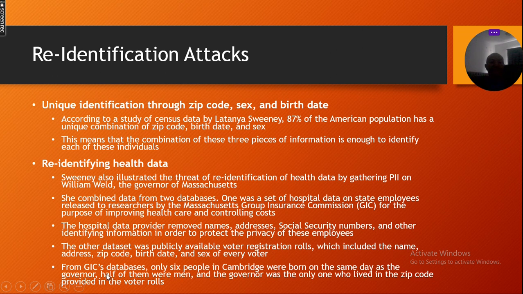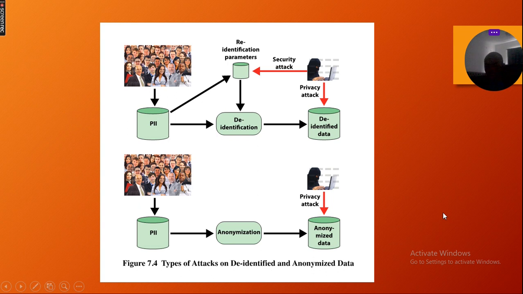Now from GIC's database, only 6 people in Cambridge were born on the same day as the governor. Half of them were men, and the governor was the only one who lived in the zip code provided in the voters' roll. So you see, it's easy to trace when they have all this information, like your date of birth, your sex, your zip code, your name, your address, and so forth. Once they have this, they will easily be able to identify the original owners of this data in the first place.